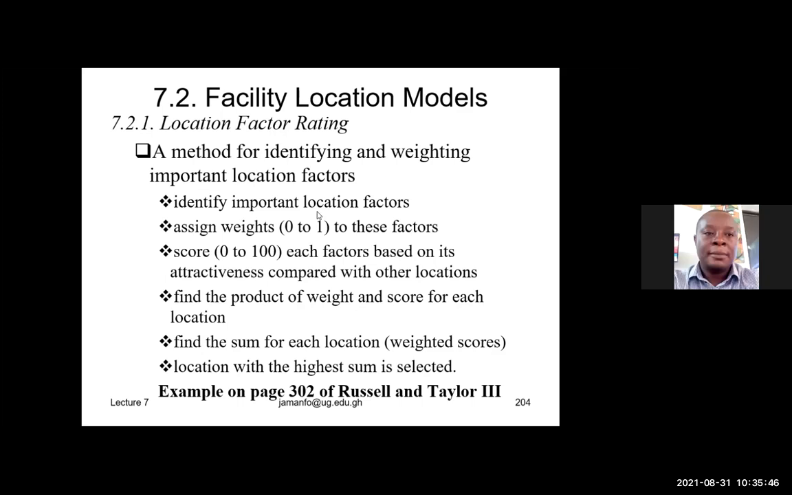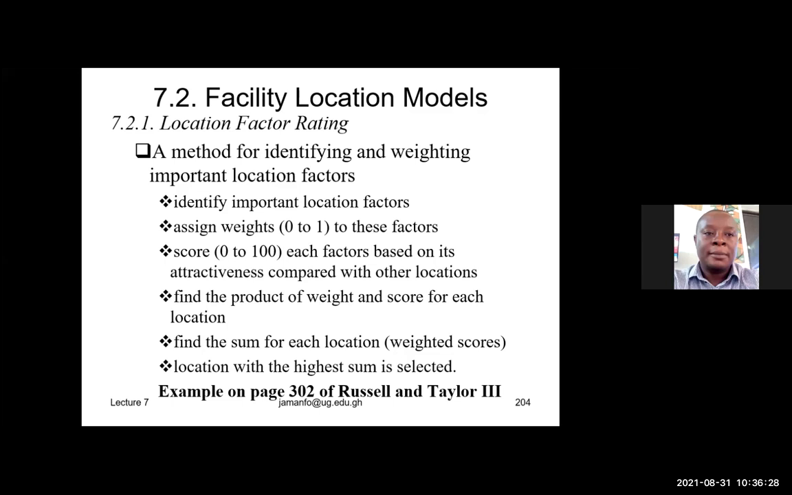So location factor rating is a method for identifying and weighting important location factors. What this means is that you look at the factors which are important to you as an organization in locating the facility. So for example, you may consider road infrastructure as a key location factor. You may also identify good energy supply as another factor. You may also identify an area where there is that skill which you would need to work in the organization.